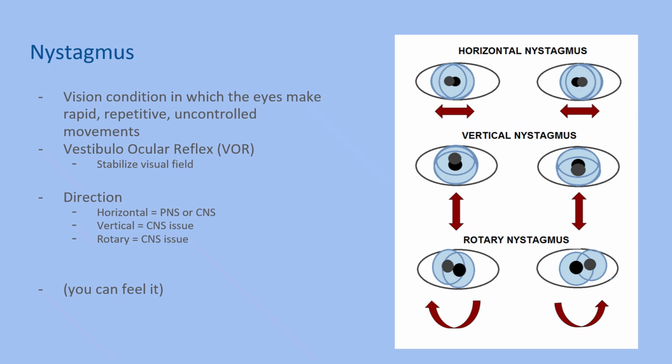Observing the direction and duration of the nystagmus can also give us more information about what the source of the problem is. A horizontal nystagmus can be either peripheral or central. A vertical or rotary nystagmus are only caused by central causes.